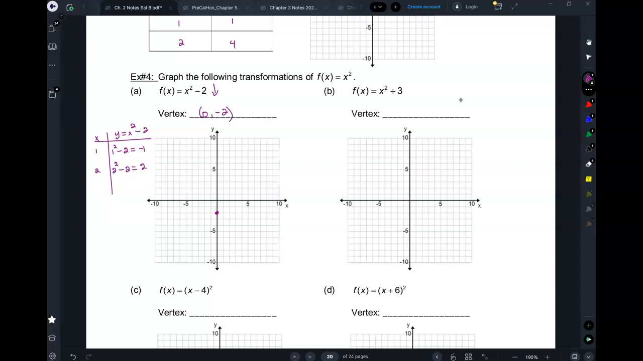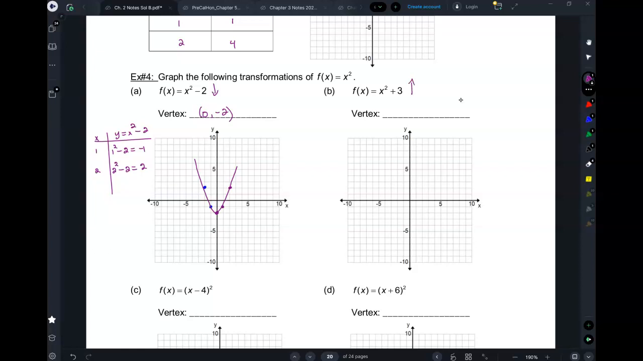Okay? Questions? So then when we're graphing it, at 1, it's -1. At 2, we're up at 2. But that's only half the parabola. The other half is symmetric. So I just mirror this point here, and I mirror that point there, and I make it look like a parabola. Okay? Okay, next one.